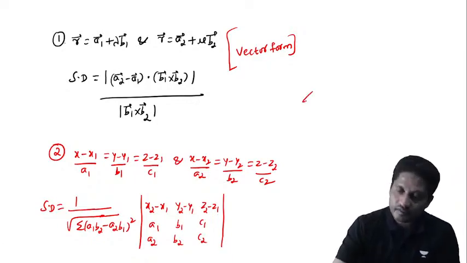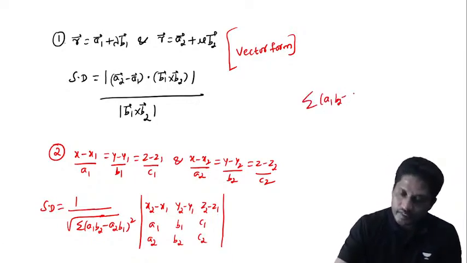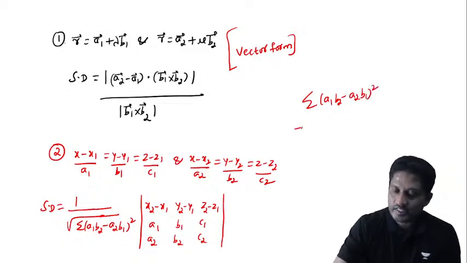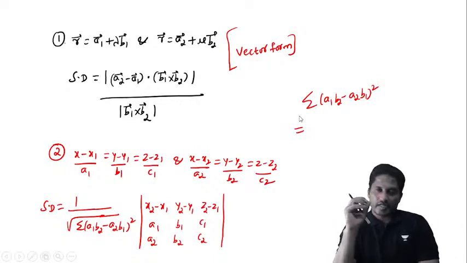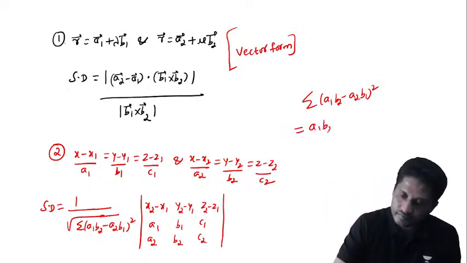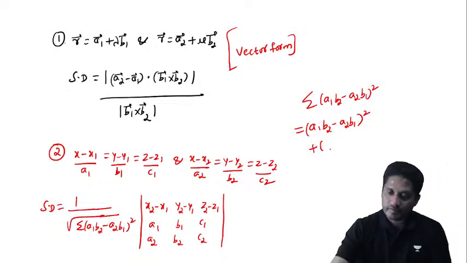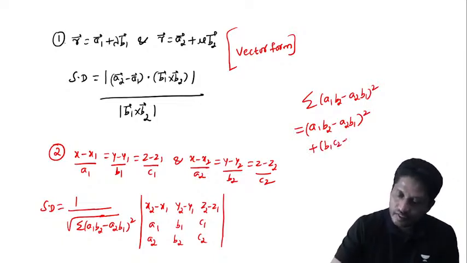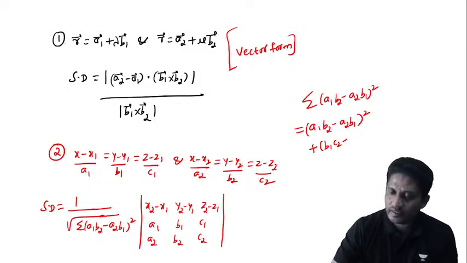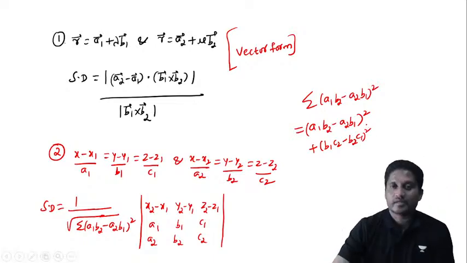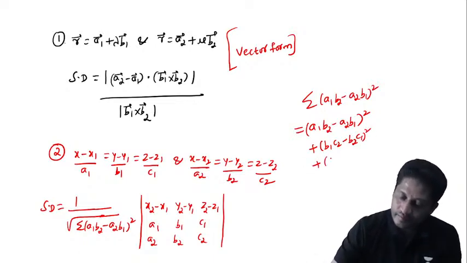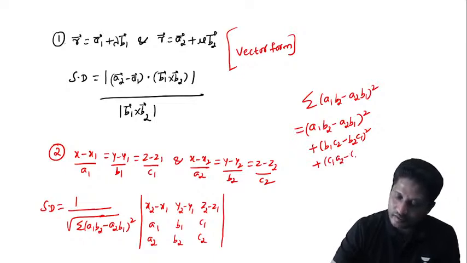Now if you want to find the value of this summation a1 b2 minus a2 b1 the whole square, just change a1 b1 c1 and a2 b2 c2 in cyclic order. That is, this will be equal to a1 b2 minus a2 b1 the whole square, plus, after b2 it is c2, after b1 it is c1, b1 c2 minus b2 c1 the whole square. Similarly, plus c1 a2 minus c2 a1 the whole square.